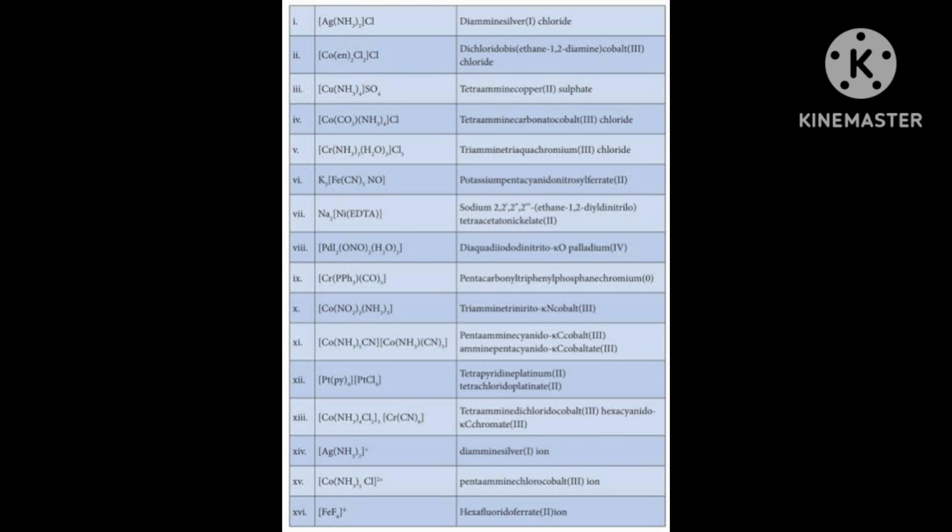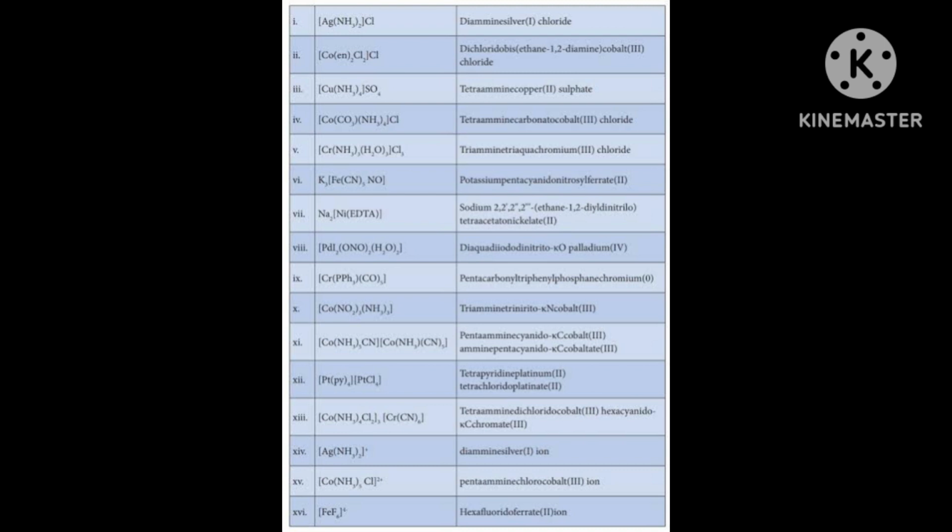And because it is the cation, you should write the cation first. In that cation, the ligand you have written, now you write the metal name. Cobalt(III), because the oxidation state is 3. And in the end it is sulfate, SO4 whole 3, so you write only sulfate.